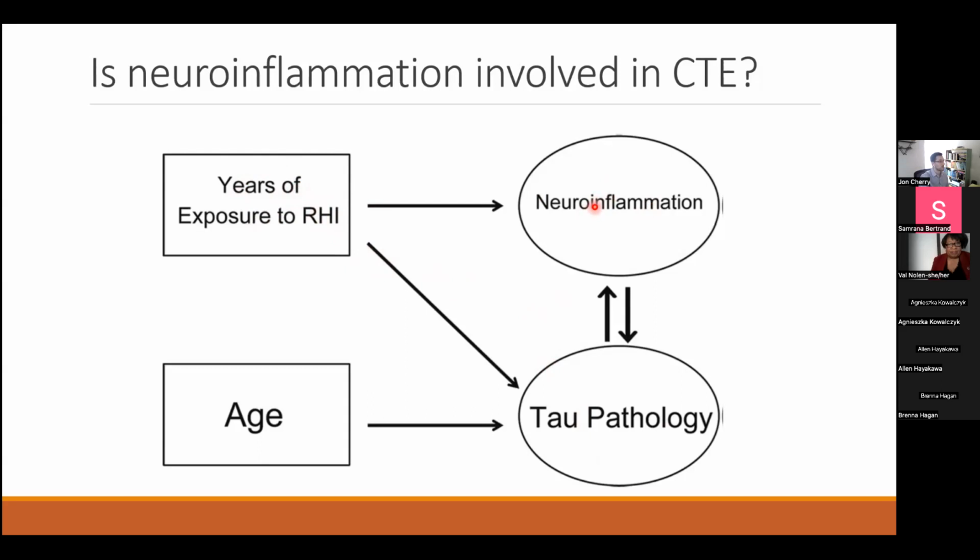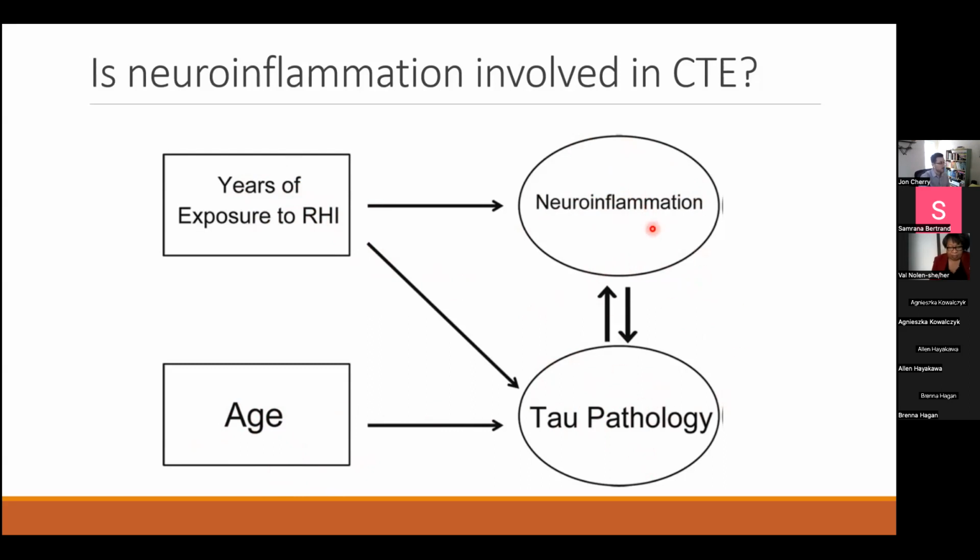Importantly, we saw that this effect is independent of age. Age also causes some tau pathology. It's just a normal aging effect. So we know that that's occurring. But the effect that we're seeing of inflammation is independent of age. It's stronger, that effect.